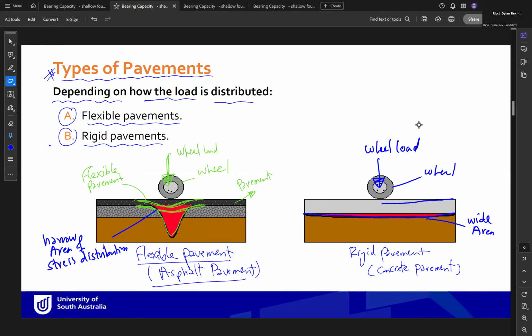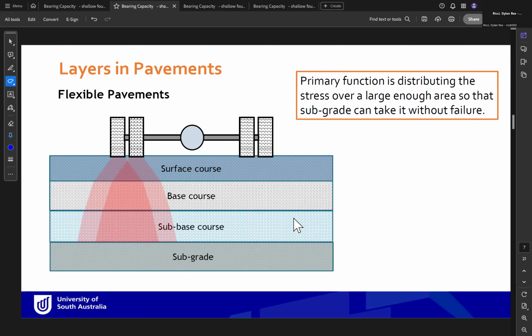Okay, so when the load is applied to the pavement, this is what happens to the pavement. So this is rigid pavement because it distributes the load over a wider area. So these are the differences of the two types of pavements we have. Let's start with the flexible pavement to see in depth how the stresses are transferred.